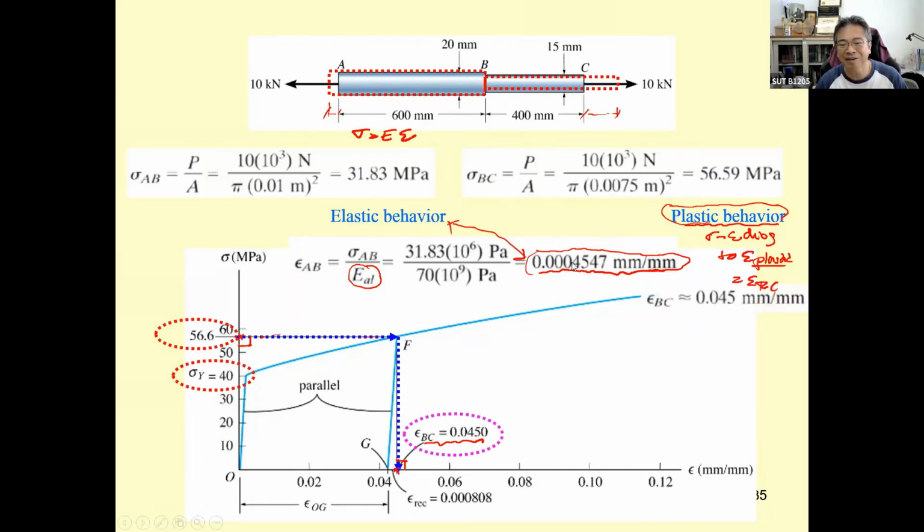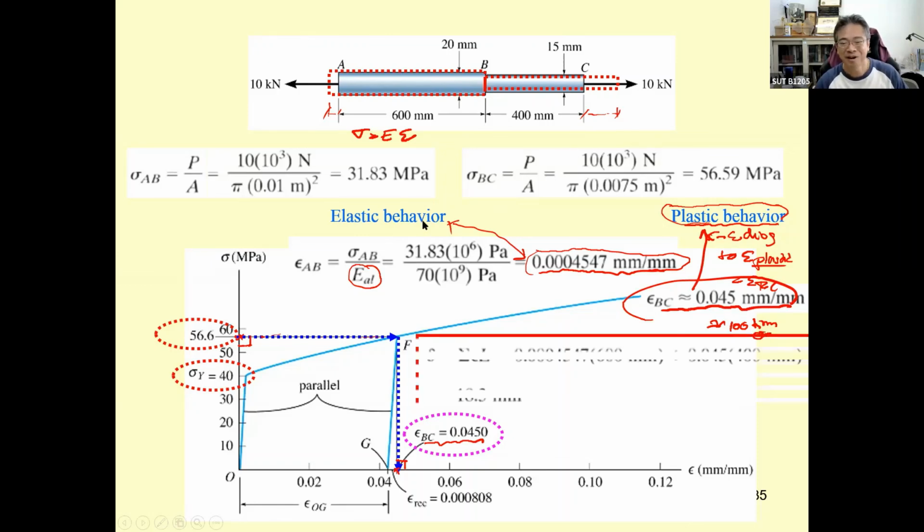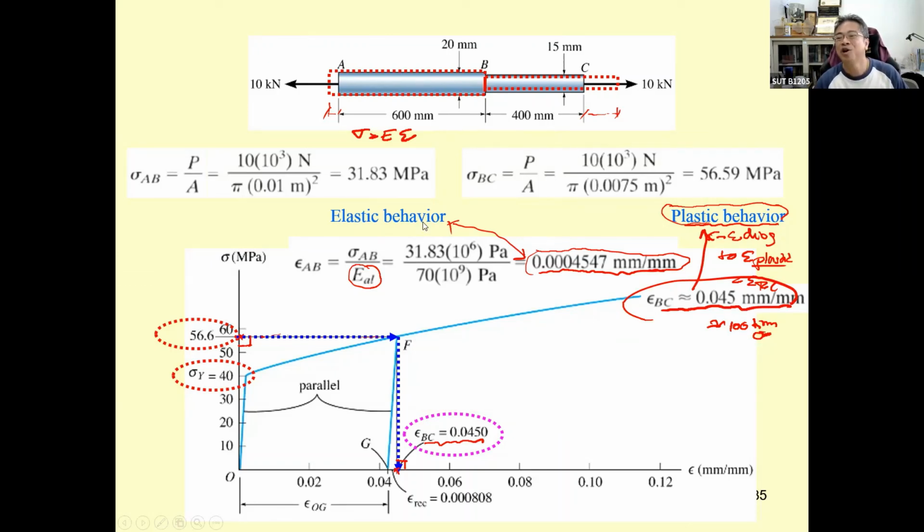That is a lot larger than this one. This 0.045 has two more zeros. That's about 100 times. So this plastic strain is approximately 100 times the elastic strain. Plastic strain over here is nearly 100 times the elastic strain, so the deformation is going to be huge.